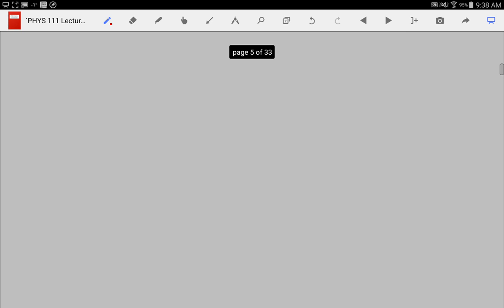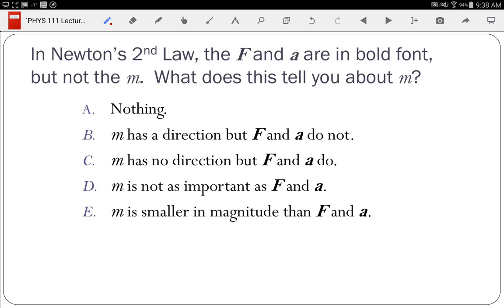Okay, now our first clicker question, which is, did you pay attention to a few things? In Newton's second law, the F and A are in bold font in your textbook. Obviously, when I write them down, they're not in bold font. But the M is not. What does this tell you about M?